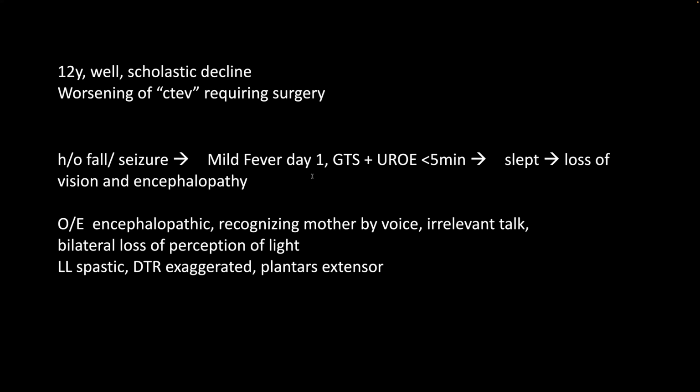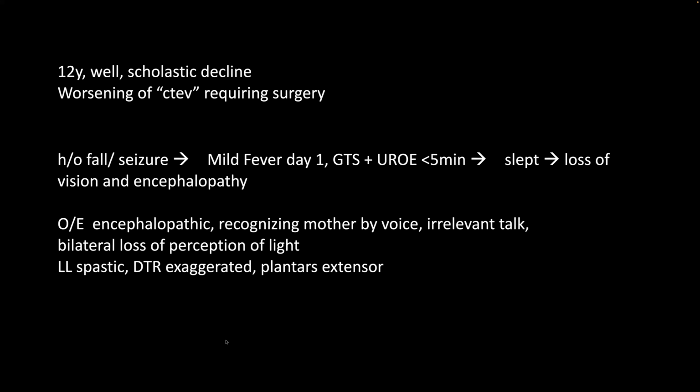And that same day, he had fever, which was mild, and a witnessed seizure was there, GTCS, with uprolling, which lasted for around 5 minutes. And the child went to sleep. It was at night. The next morning, he woke up with complete loss of vision, and he was very encephalopathic. He was not recognizing his parents even initially, and he was having irrelevant talk.